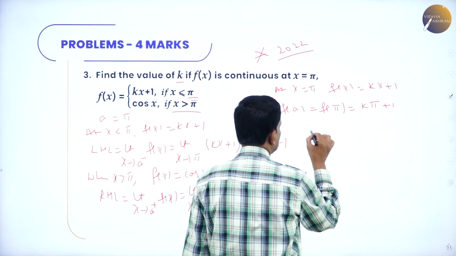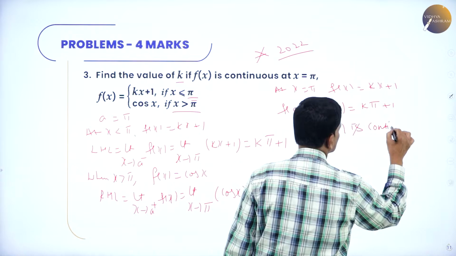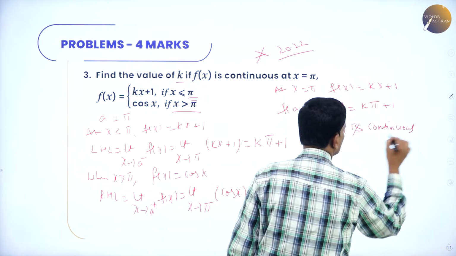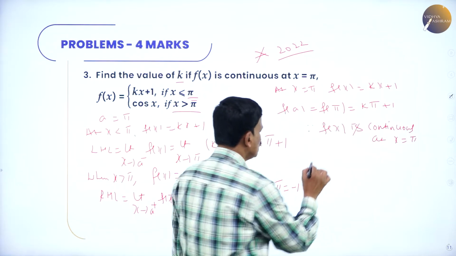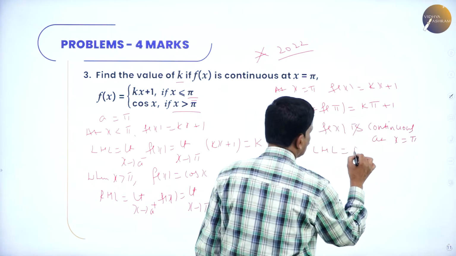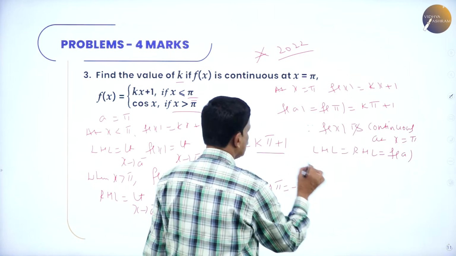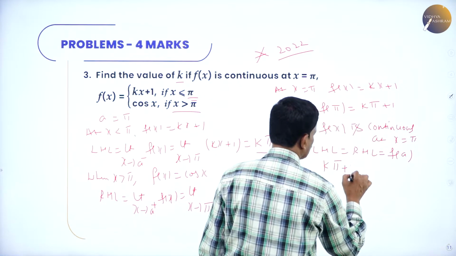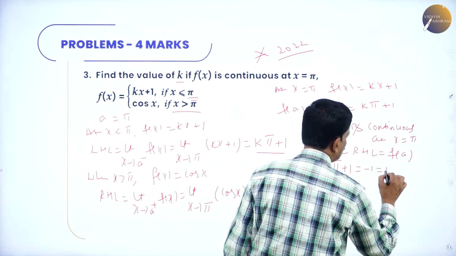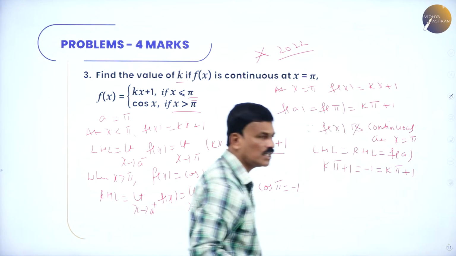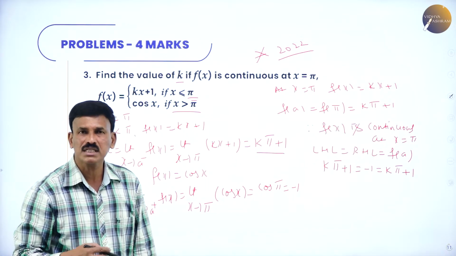Since f of x is continuous at x is equal to pi, that means left hand limit is equal to right hand limit is equal to functional value. What is left hand limit? K into pi plus 1. Right hand limit is minus 1 and the functional value is equal to k into pi plus 1. Same as that of the previous problem. Just equate first and second or second and last.